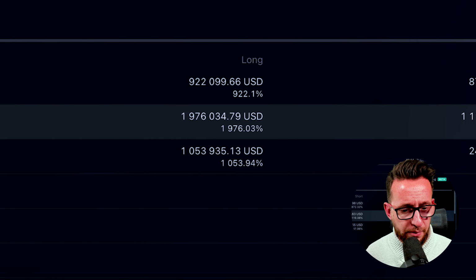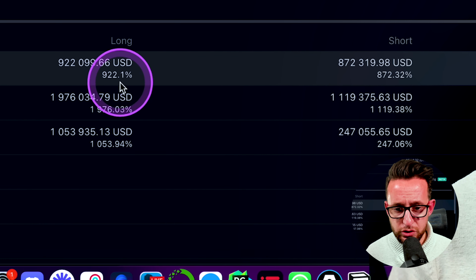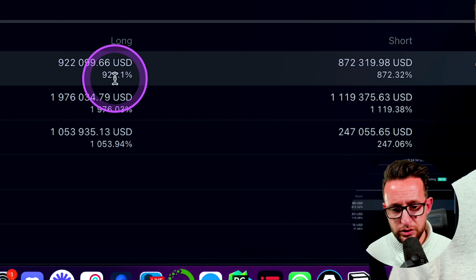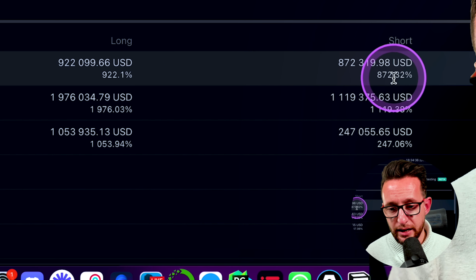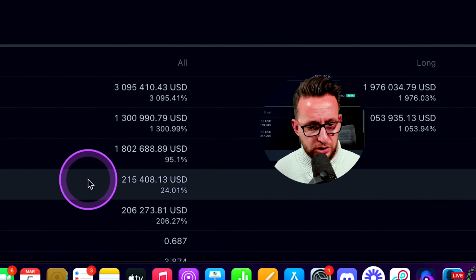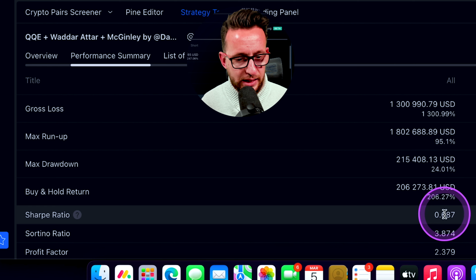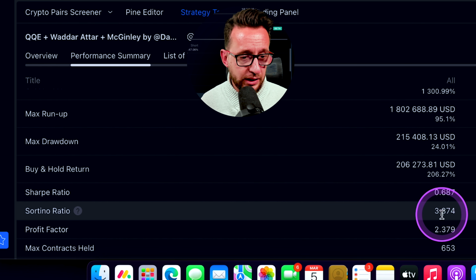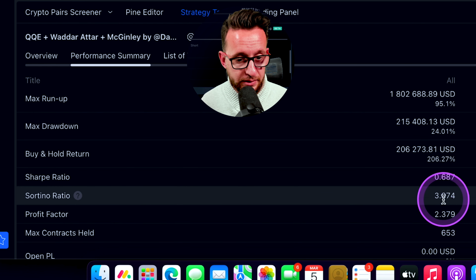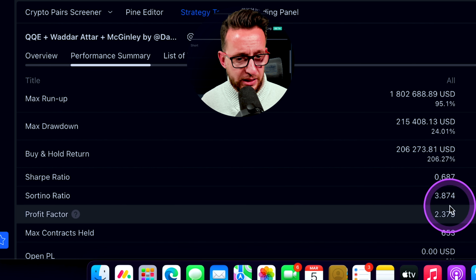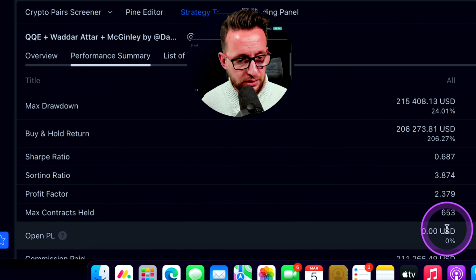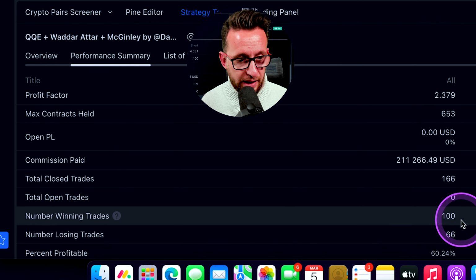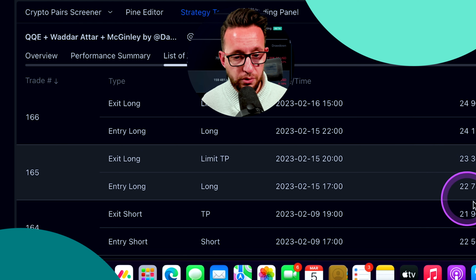Let's have a look at some of the other performance figures here. We have shorts and longs: net profit 922% from our longs, 872% from our shorts, which is quite good. Our Sharpe ratio is still a little bit low for me to go away and trade this. I'd probably try and optimize it a little bit more before actually trading it. The Sortino comes with the same sort of results as the Sharpe ratio, although that is not too bad as a Sortino. So that trading strategy doesn't look too bad to me at all.